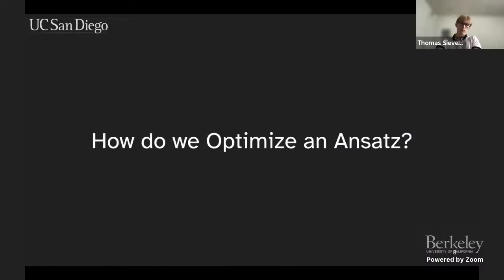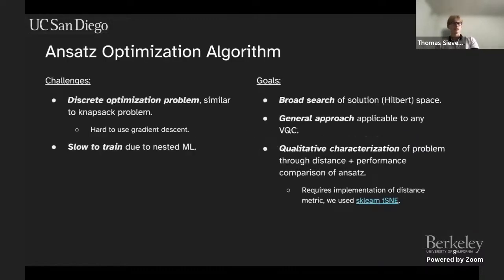So, okay, you want to optimize an ansatz. How do you go about doing that? Let's talk about some challenges and goals you'd have for such an algorithm. In terms of challenges, it's a discrete optimization problem in a very similar vein to the unbounded knapsack problem.